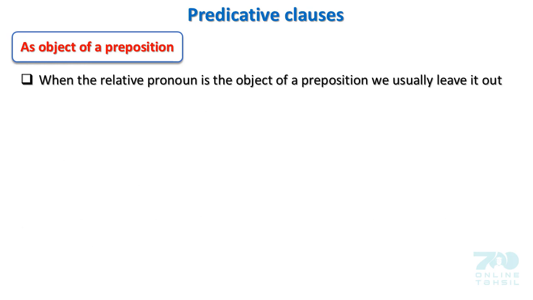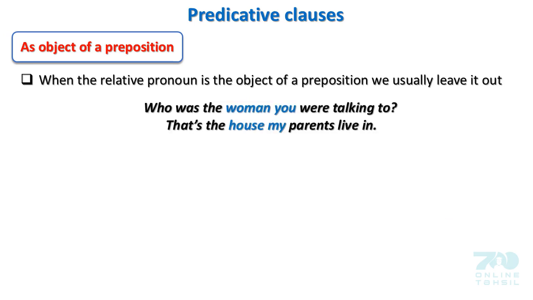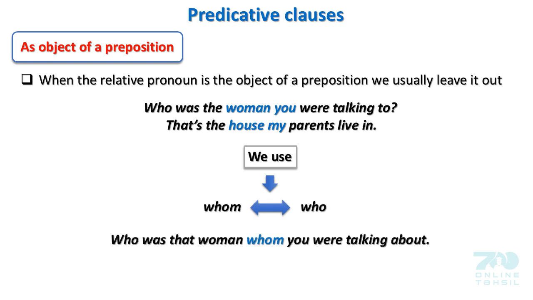When the relative pronoun is the object of a preposition, we usually leave it out. Who was the woman you were talking to? That's the house my parents live in. Sometimes we use whom instead of who. Who was the woman whom you were talking about?